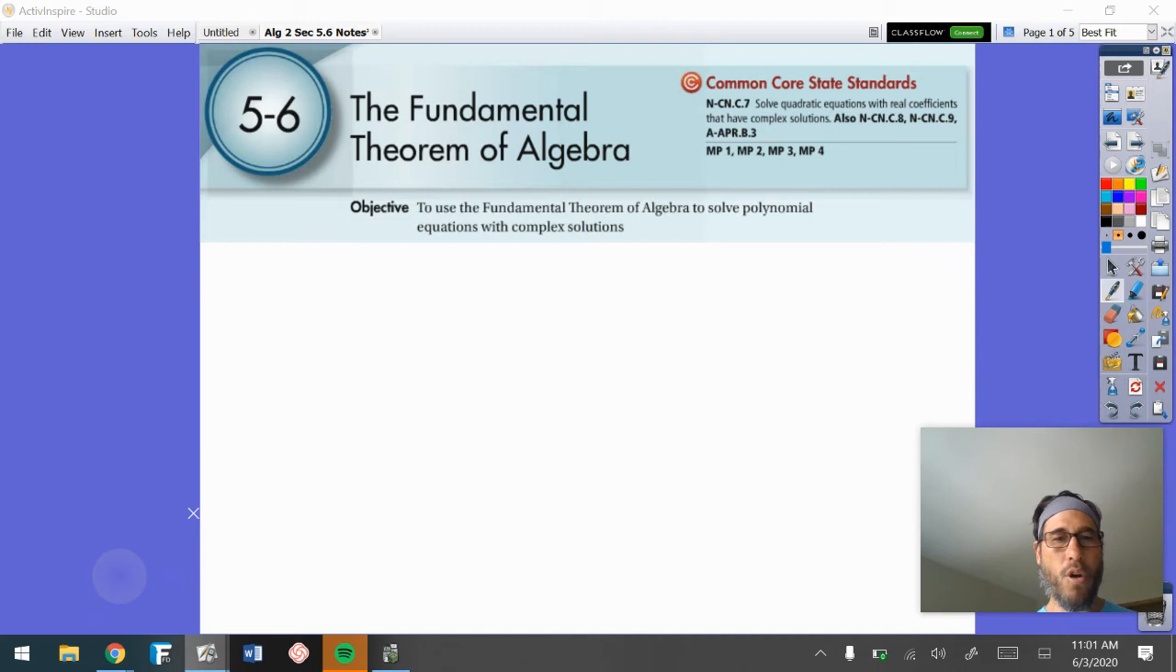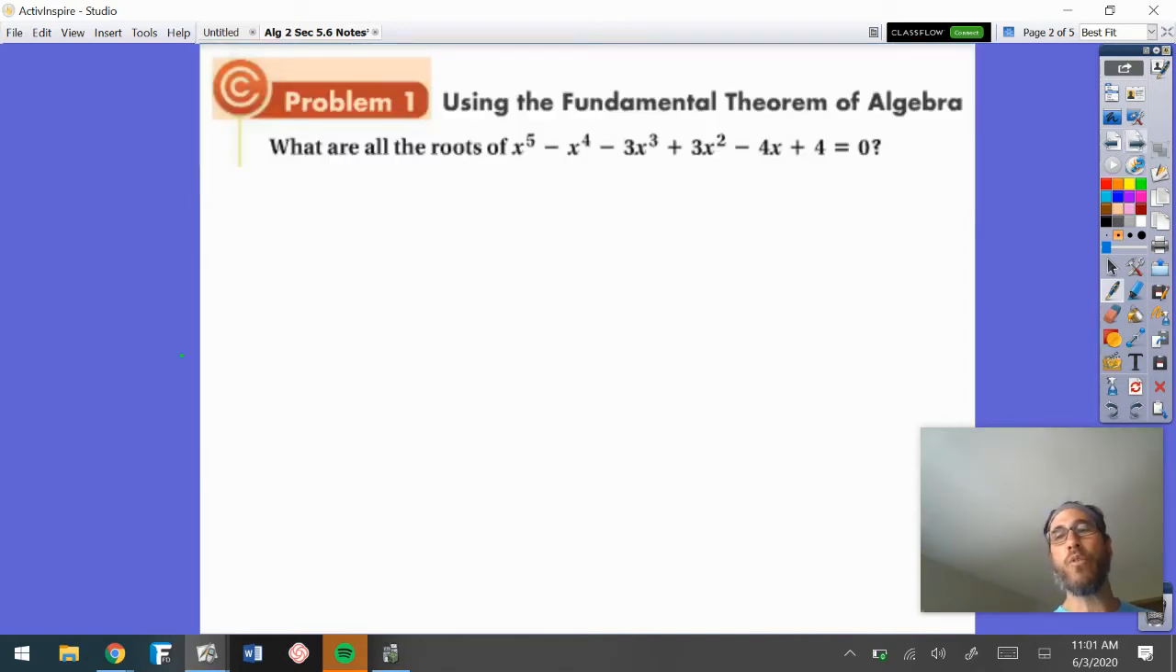Here's my little note packet. We are working on the fundamental theorem of algebra, the most important theorem in all of algebra. And really, we've been doing it already. We just take it one step further, right? That's how we always deal with math. It always extends. So hopefully you've been successful with what we've been doing in 5.5, 5.4, and all the earlier sections, because we just take it one step further. So let's get after it.